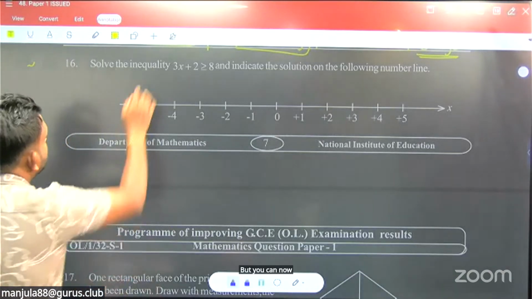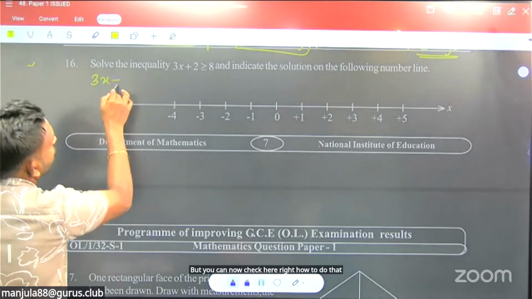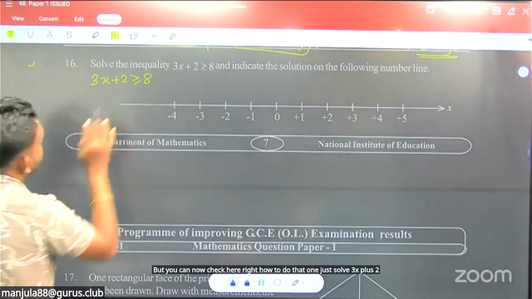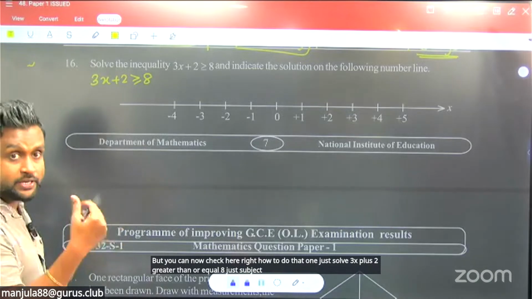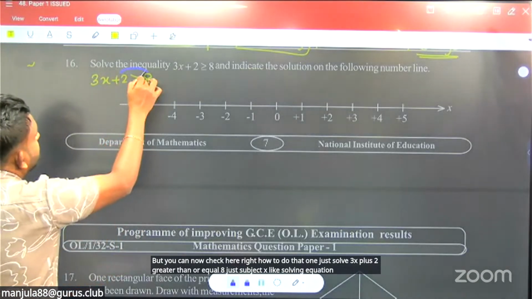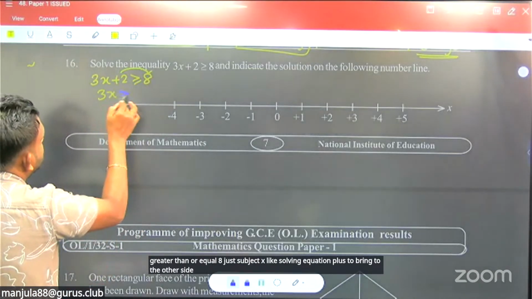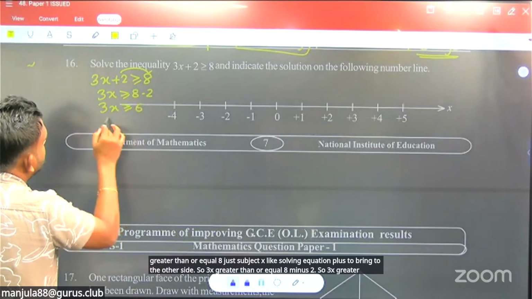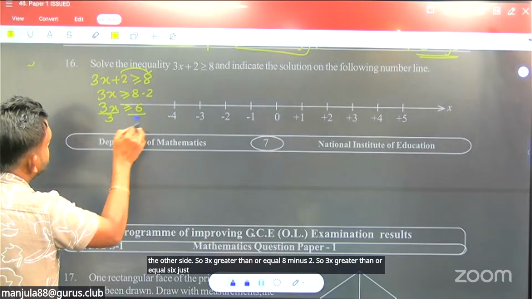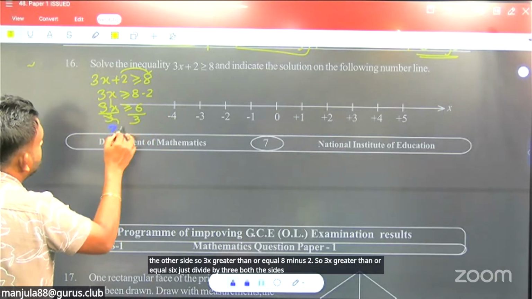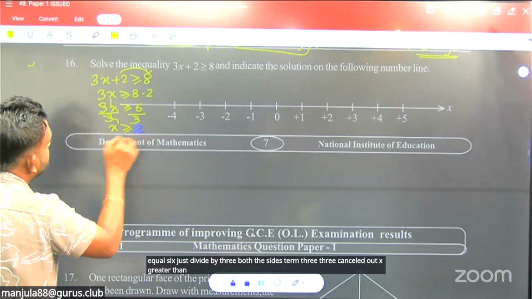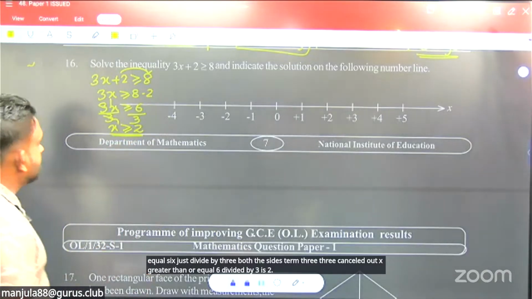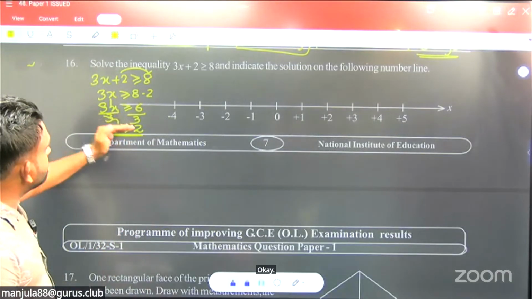Right. How to do that one? Just solve 3x plus 2 greater than or equal to 8. Just make x the subject like solving an equation. Plus 2 brought to the other side. So 3x greater than or equal to 8 minus 2. So 3x greater than or equal to 6. Just divide by 3 on both sides. So 3 cancelled out. x greater than or equal to 6 divided by 3, which is 2. Okay, x greater than or equal to 2.